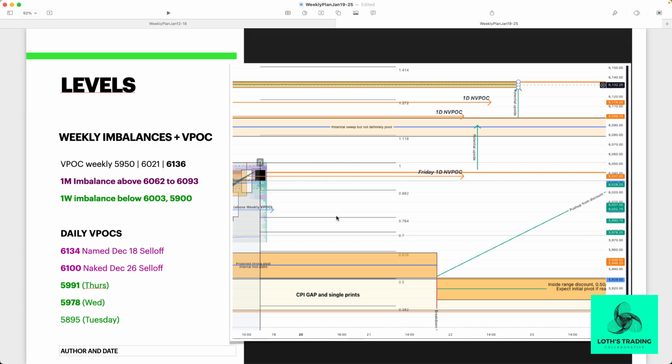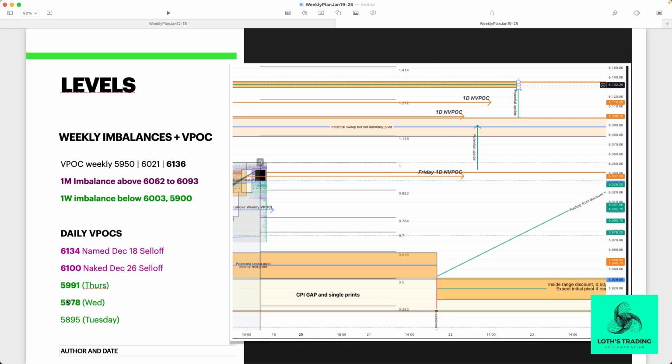So basically I have here those levels identified for those weekly VPOCs and those imbalances. So we have the one days at 6100 and 6134 above. That's quite high up. And then we have the ones that we surpassed this week at 59.91, 59.78, 58.95.